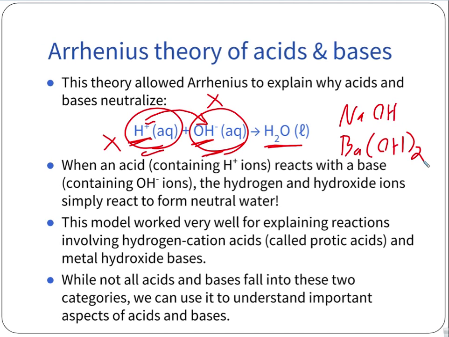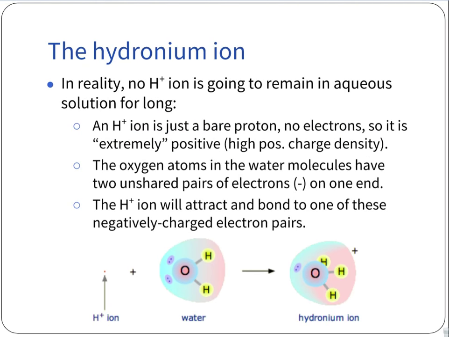So, moving on here, let's take a look at some details of what happens whenever you end up with these hydrogen ions in solution. So we talked about how hydrochloric acid breaks up into H plus ions and Cl minus chloride ions. Now, in reality, we can pretty much say no H plus ion is going to remain in aqueous solution for very long. They do not stay in aqueous solution as H plus ions.